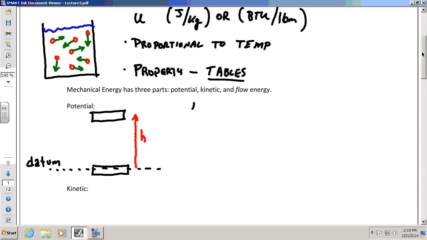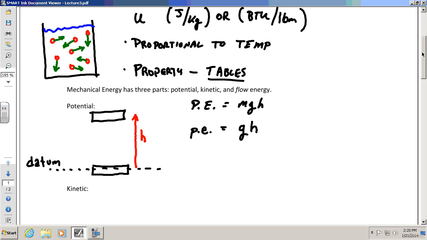And I hope you know that potential energy is equal to mgh. That's the most common formula: mass times gravity times the height. But in this class, I like to express things on a per mass basis a lot. On a per mass basis, potential energy per mass is simply g times h. Just divide out the m.